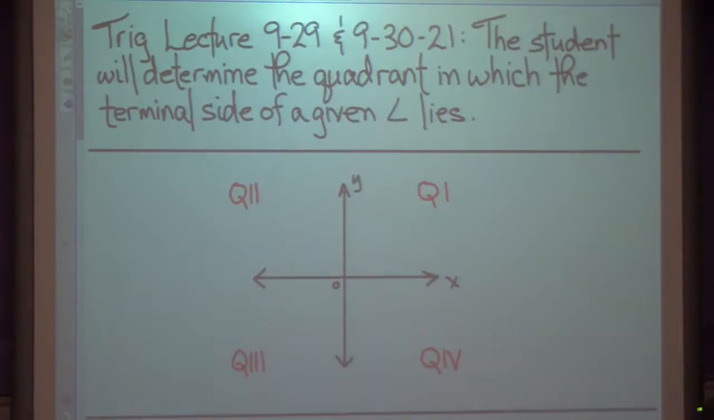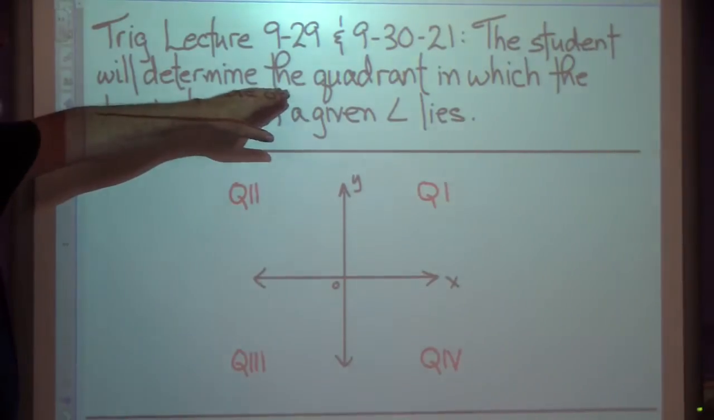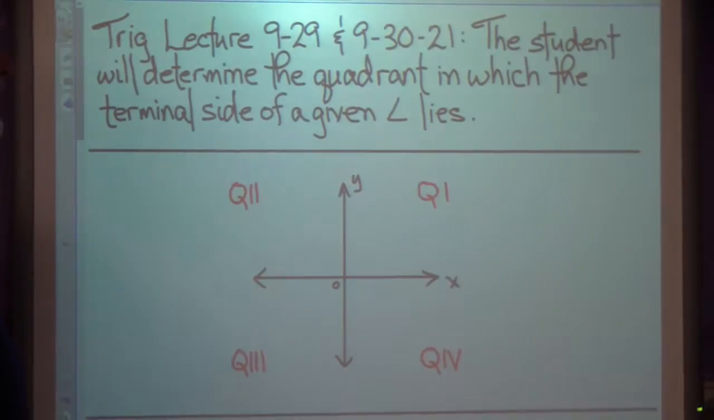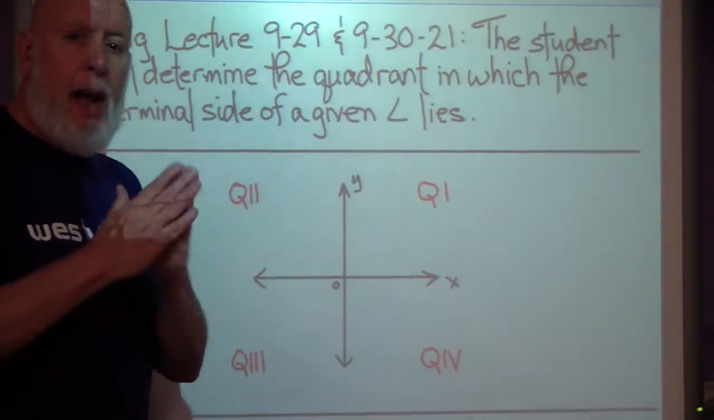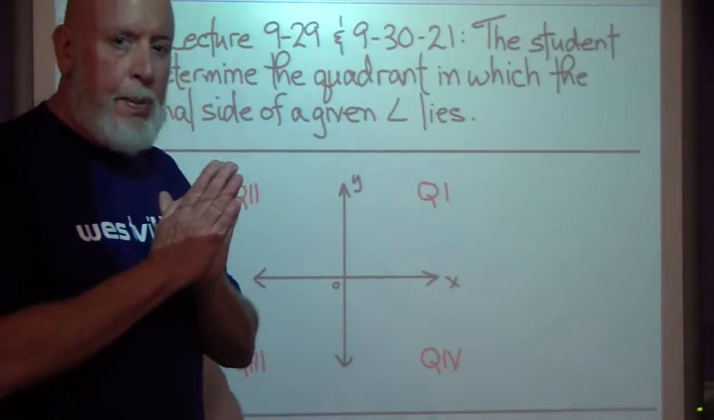All right, looks like we're doing Trig lecture 929 and 930. And in this lecture, the student will determine the quadrant in which the terminal side of a given angle lies. The given angle will be in standard position.